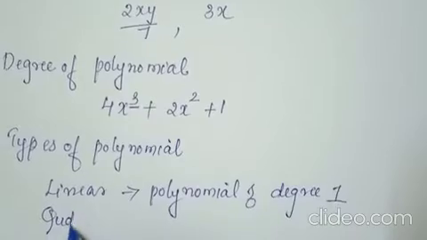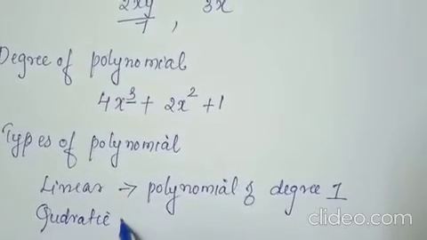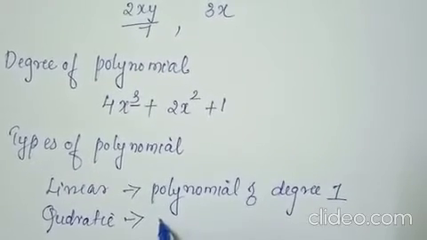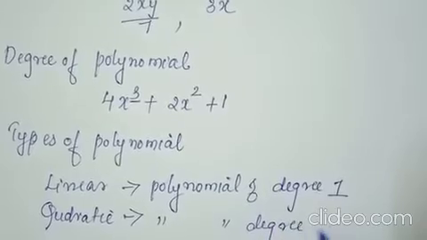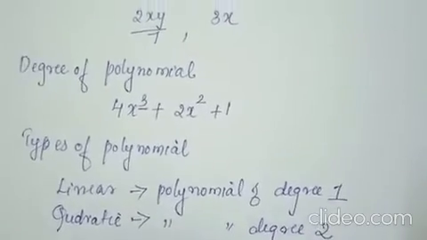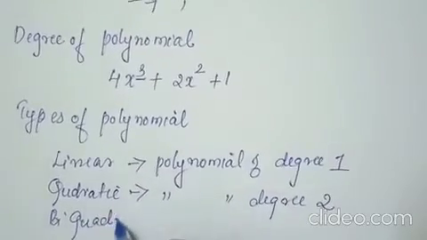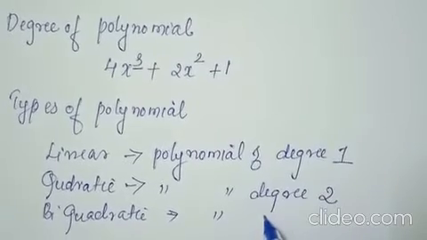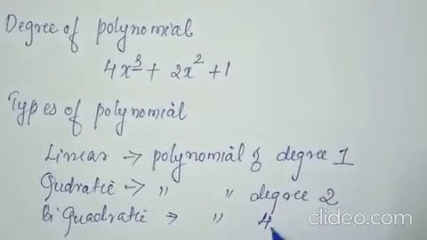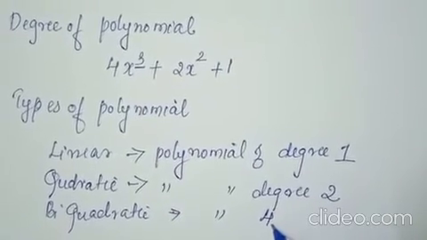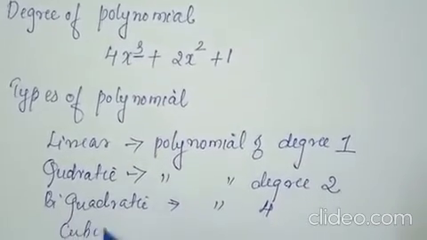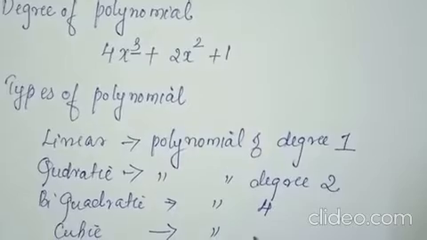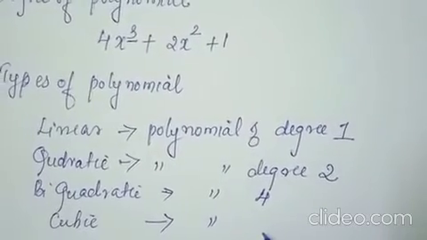Next one is quadratic polynomial. So what is a quadratic polynomial? Polynomial of degree 2. Understood? Next one is biquadratic. Biquadratic means what? Polynomial of degree 4, because bi means 2 and quadratic means 2. So the power is 4. Next one is cubic polynomial. What is a cubic polynomial? A polynomial of degree 3. Understood? So these are the types of polynomial.